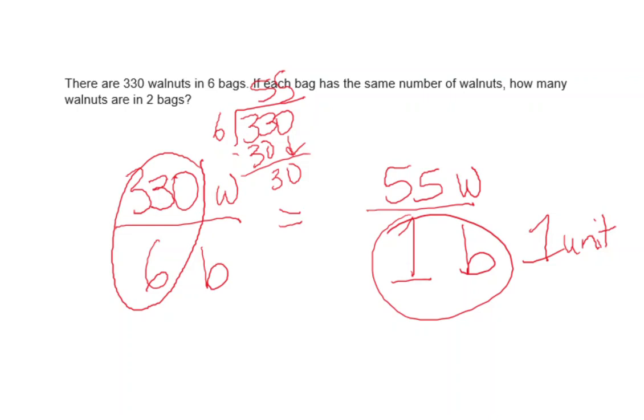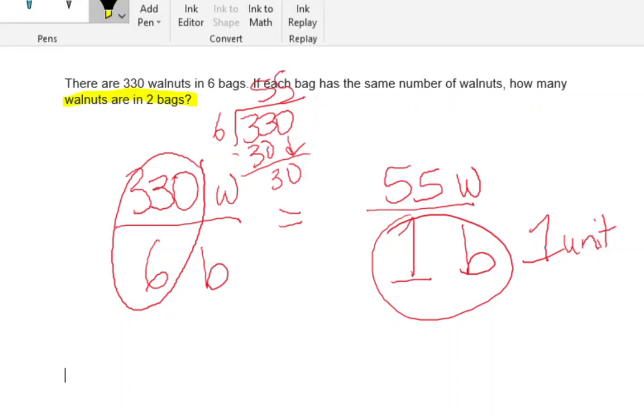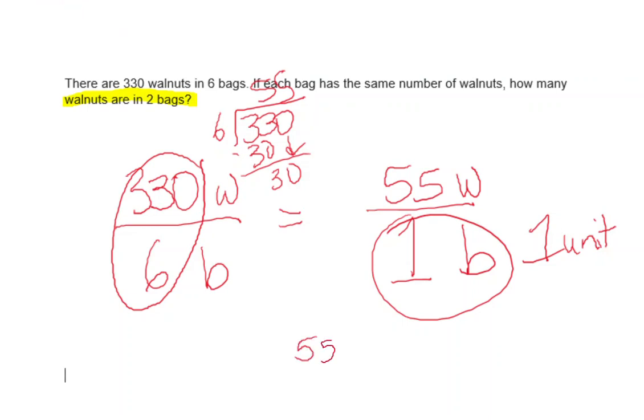If I know there are 55 walnuts per one bag, I can go back and see how many walnuts there would be in 2 bags. So 55 for every 1 equals how many for 2. So you can see we can use equivalent fractions here. 1 times 2 is 2, so 55 times 2 is 110. There would be 110 walnuts in 2 bags.